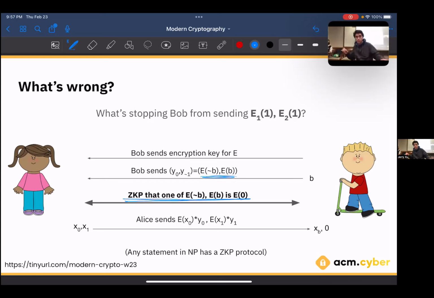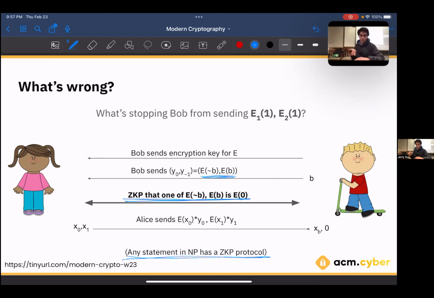If you're not familiar with it, the basic idea of a zero-knowledge proof is you prove something is true without revealing anything other than the fact that the statement is true. Of course, you can't do this with full certainty, so you do it with a really high probability, but it turns out any statement in NP has a zero-knowledge proof protocol. So as long as you can verify a statement in polynomial time given the answer, you know that you can do a zero-knowledge proof for it.